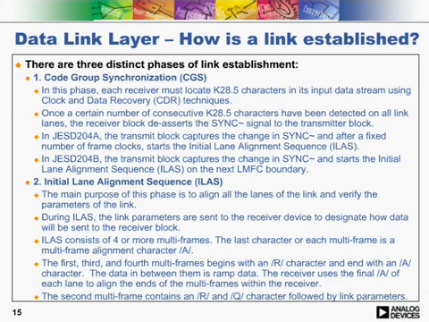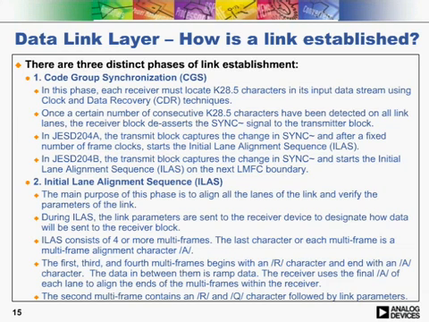In the second phase, the initial lane alignment sequence, or ILAS, the main purpose of this phase is to align all the lanes of the link and verify the parameters of the link. During this phase, the link parameters are sent to the receiver to designate how the data will be sent to the receiver block. The ILAS consists of 4 or more multiframes, and the last character of each multiframe is a multiframe alignment character called a control character.